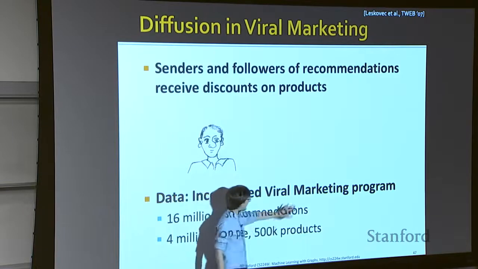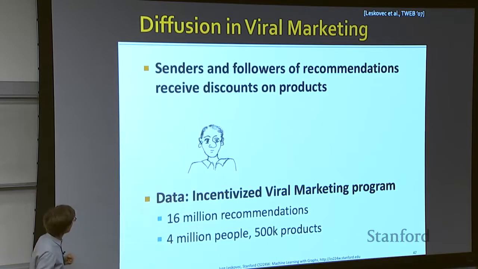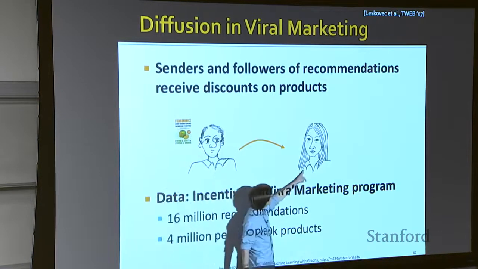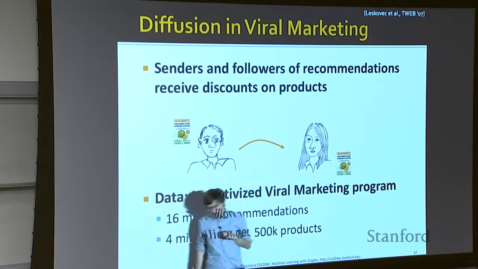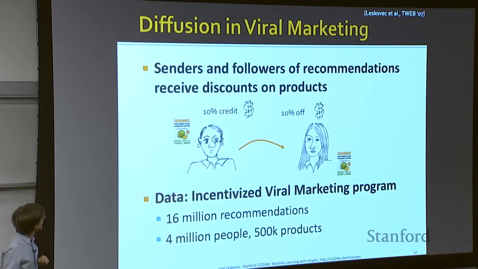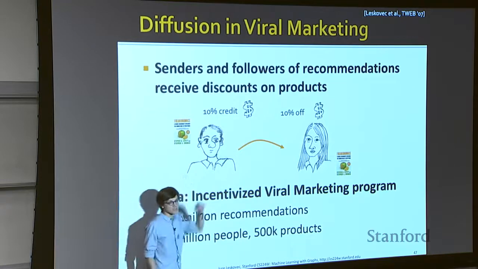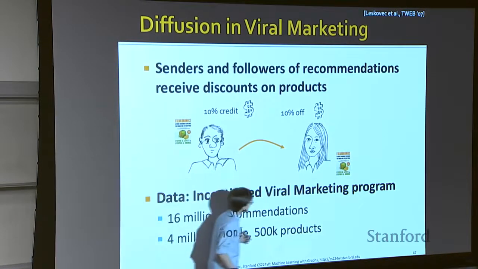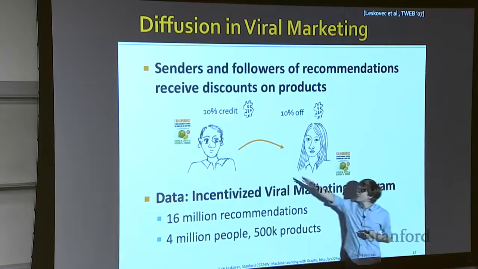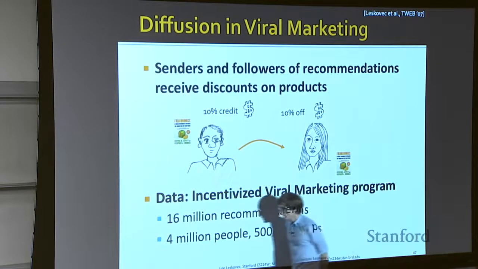This is a real-world viral marketing campaign where basically people were able to buy products, and then they were able to recommend products to their friends. And if the friends would buy, the friend would get 10% discount, and the recommender would get 10% discount as well. So it was this kind of incentivized viral marketing. So you can ask, how does the probability of you buying a book change as more and more of your friends recommend you that same book?